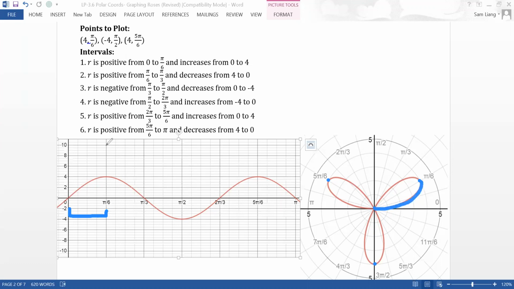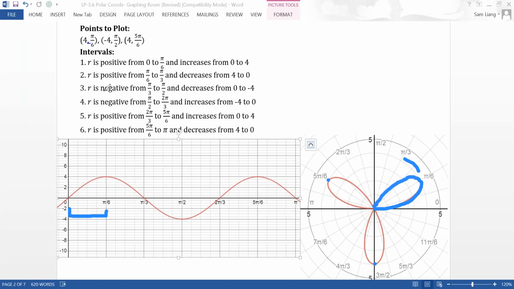Okay. Next, we have r is positive from pi over 6 to pi over 3. So positive we saw on the right here, and then 30 degrees to 60 degrees, and r decreases from 4 to 0. Okay, so that's like this pi over 6 to pi over 3, that's like this sector right here. So that'll be like 4 to 0.